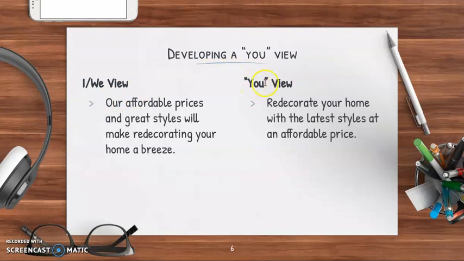If you switched it to a you view, you could say something like, redecorate your home with the latest styles at an affordable price. First of all, it's more concise. It more clearly addresses the audience and centers the message around them. It's really as simple as taking out a few words and focusing your sentence around the word you rather than things like our, I, we.